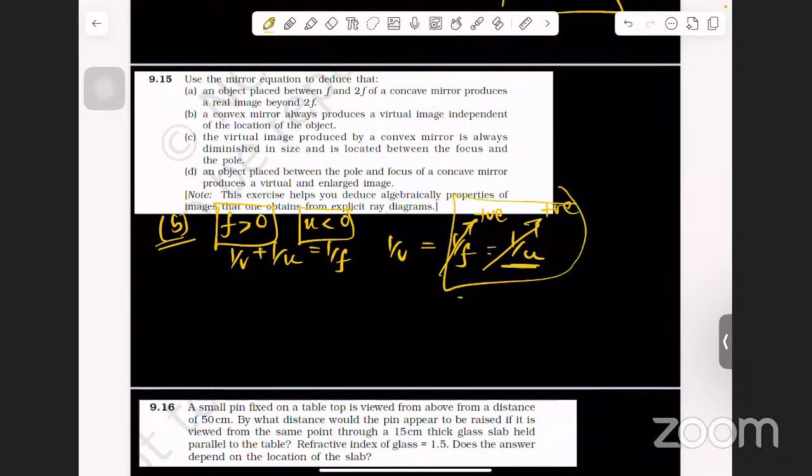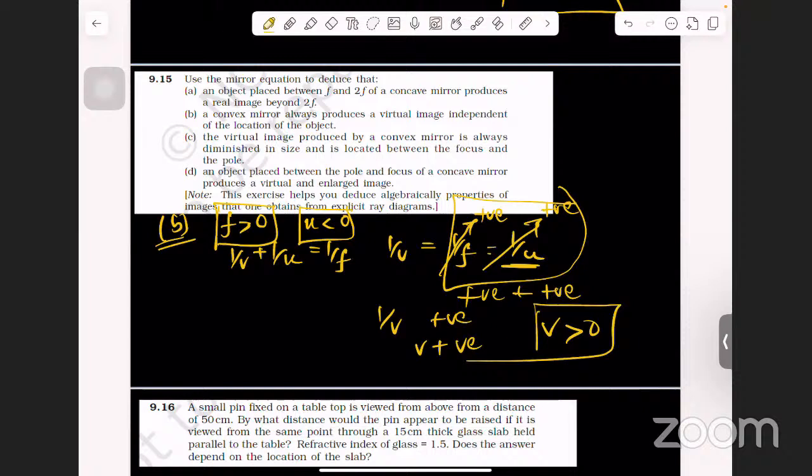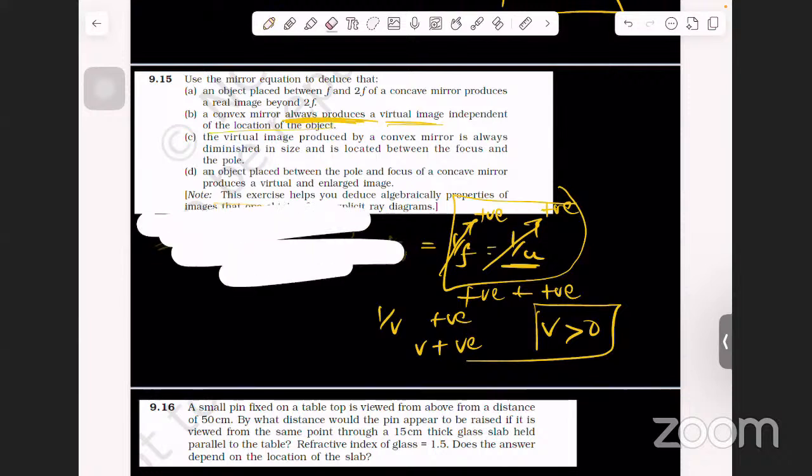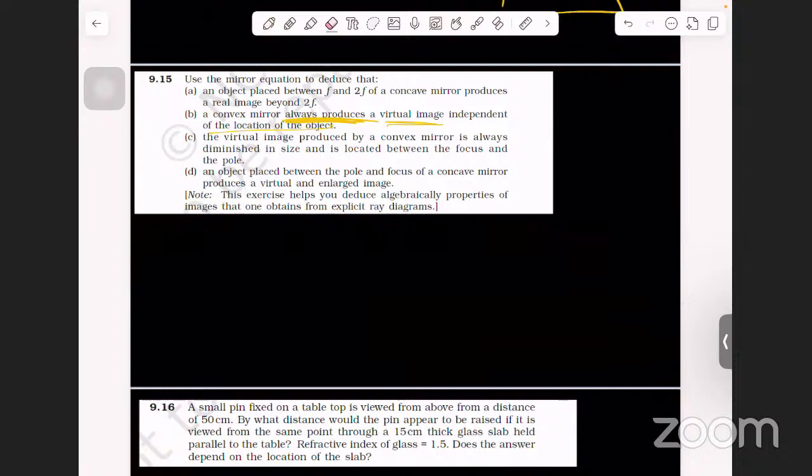So this is positive plus positive. So 1 upon V is always positive. That means V is always positive. V is always greater than 0. Okay. So it will always produce the virtual image irrespective of the location of the object. All right. So second point is proved. Okay. Now the third point.